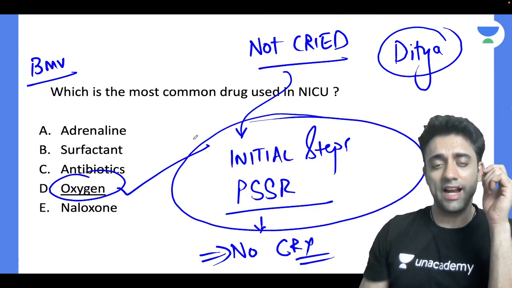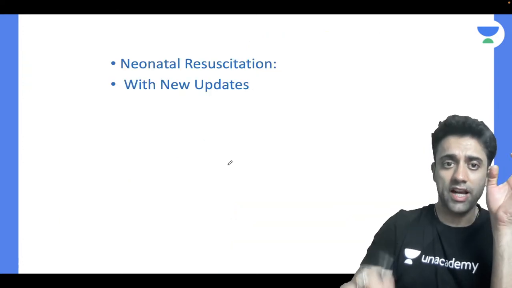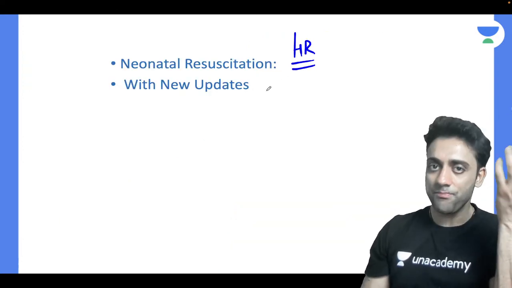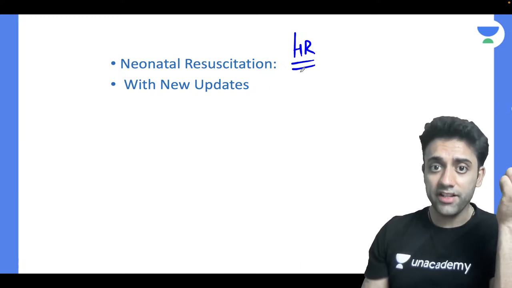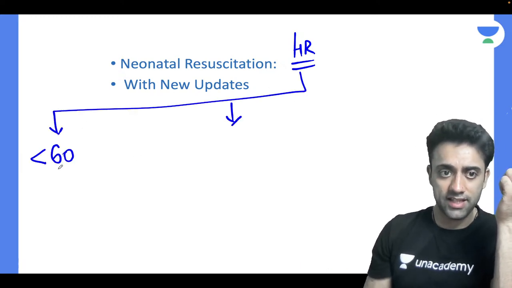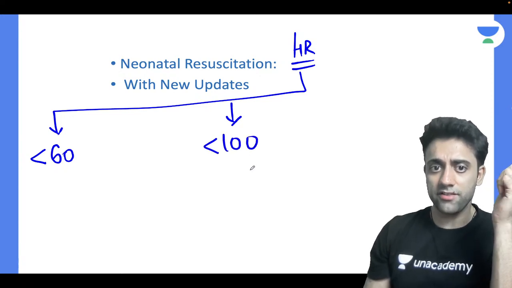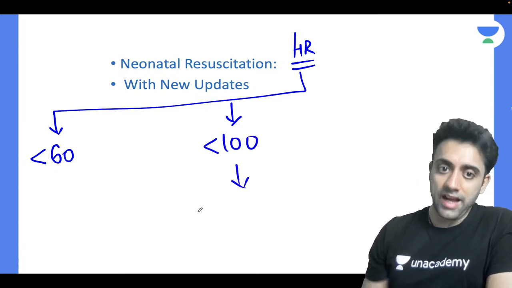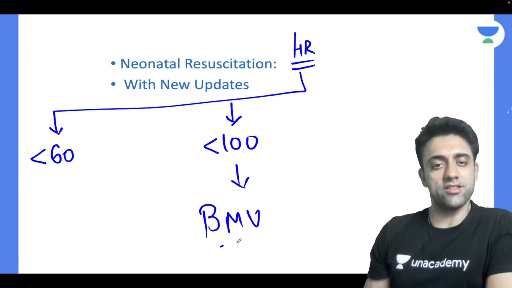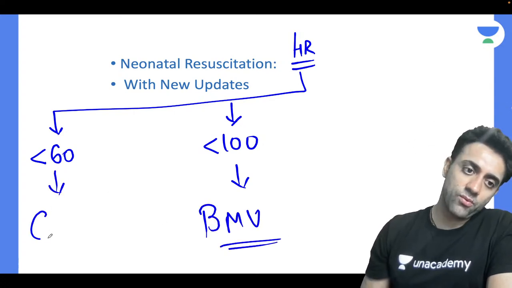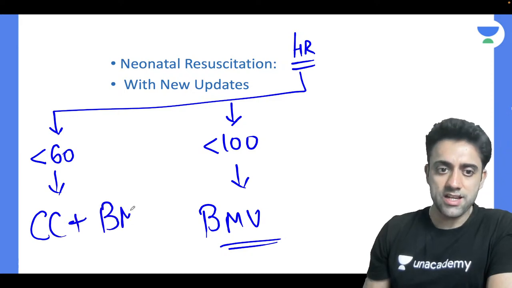If the baby has not cried after the initial steps, the best thing I should do is nothing but check the heart rate. Heart rate is the key. Heart rate will tell me what to do. If the heart rate is less than 100, you do bag and mask ventilation, okay? And if the heart rate is less than 60, you want to do CC plus BMV.